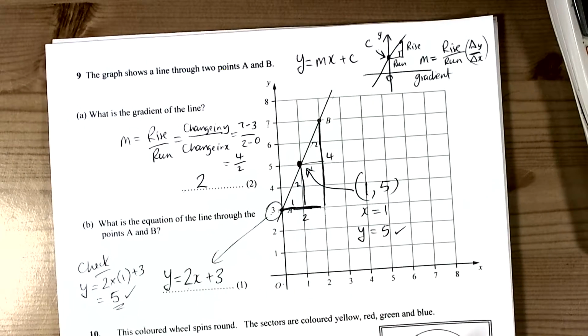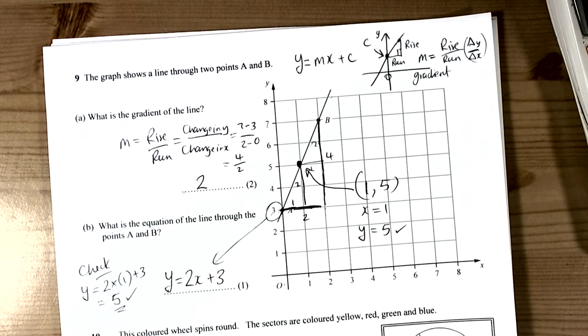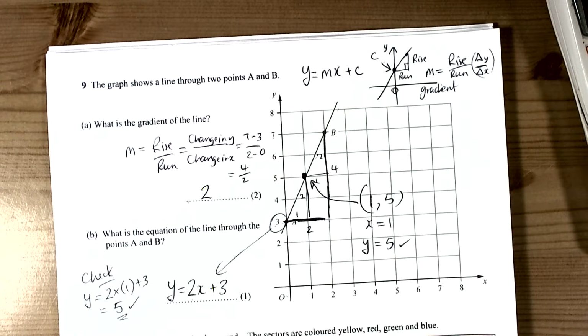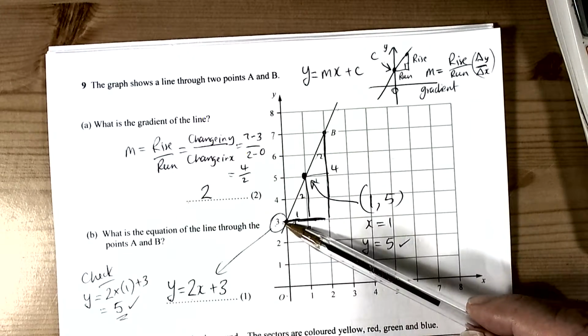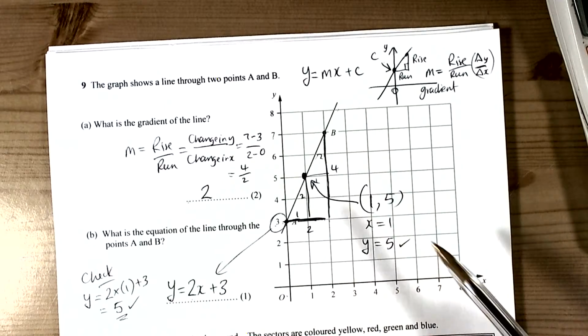So that's a reminder of calculating the gradient of a straight line and how to put together the equation of a straight line if we know the intercept point and the gradient of the line.